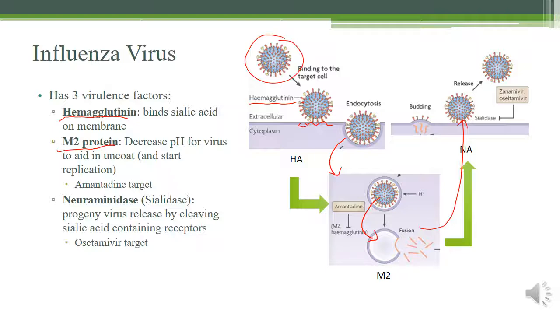So what happens is it gets an activation of neuraminidase. This neuraminidase will break down the sialic acid. That's why it's also known as sialidase, but most people call it neuraminidase. And this allows the progeny viruses to be released by cleaving the sialic acid that they remained attached to.